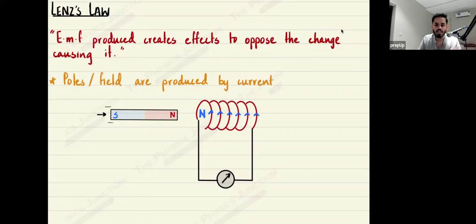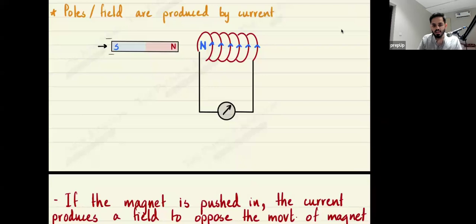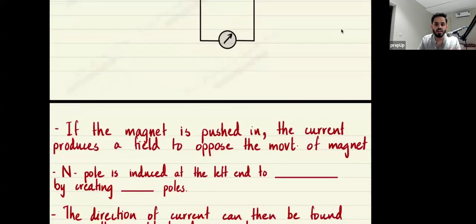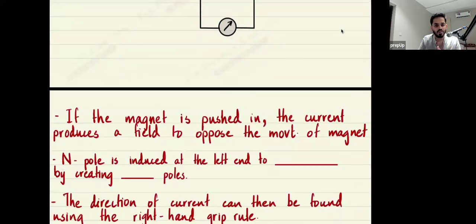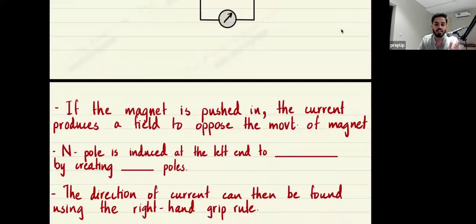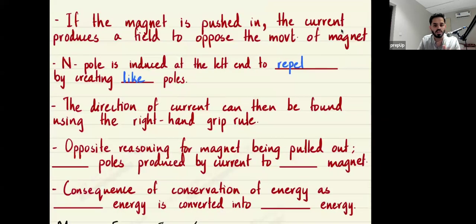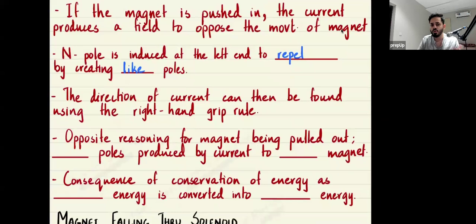All right, so questions like these are really commonly asked. So yeah, that's the idea here. If the magnet is pushed in, the current produces a field to oppose the movement of the magnet. A north pole is induced at the left end to repel, by creating like poles. The direction of current can then be found using the right hand grip rule. The opposite reasoning applies for the magnet being pulled out.